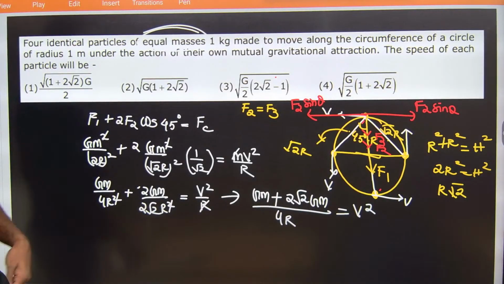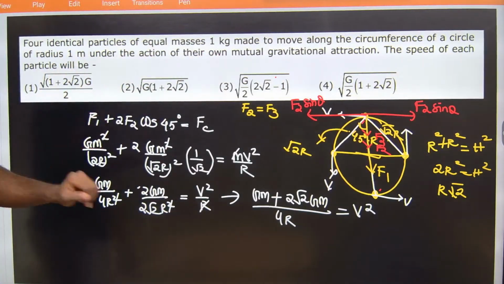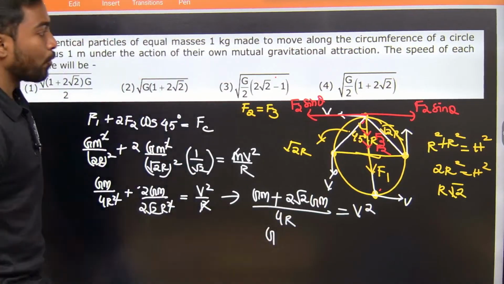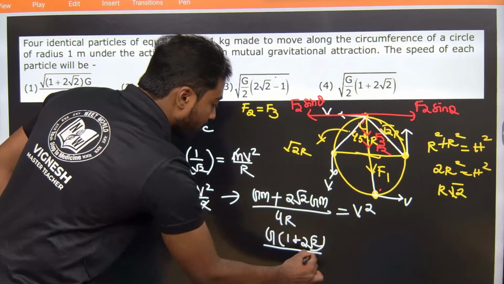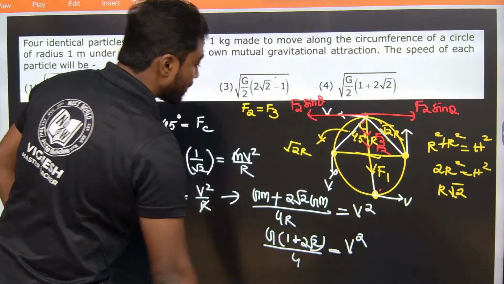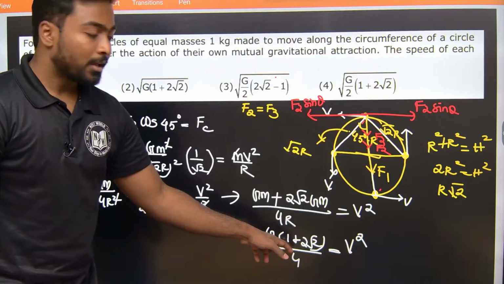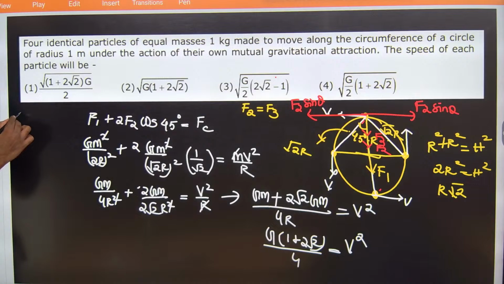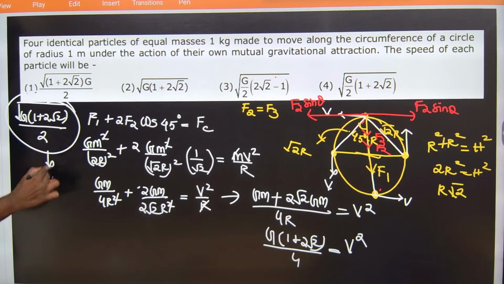What is the value of m and r? Mass is 1 kg and r is 1 meter. So I will substitute the values of m and r. G I can take commonly outside. So it is G times 1 plus 2 root 2 by 4 equals v square. If I take the square root of G times 1 plus 2 root 2 by 4, it will come as root of G times 1 plus 2 root 2 by 2, which is nothing but the answer for the speed v.